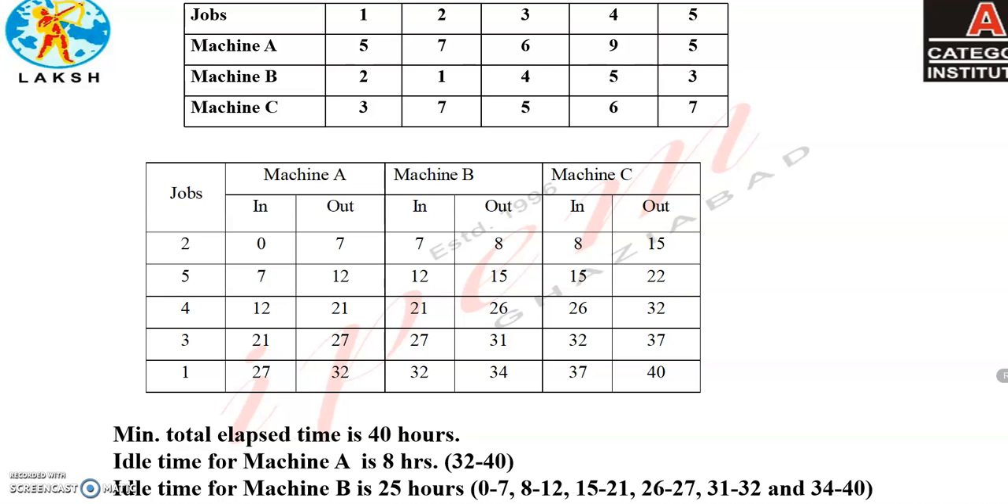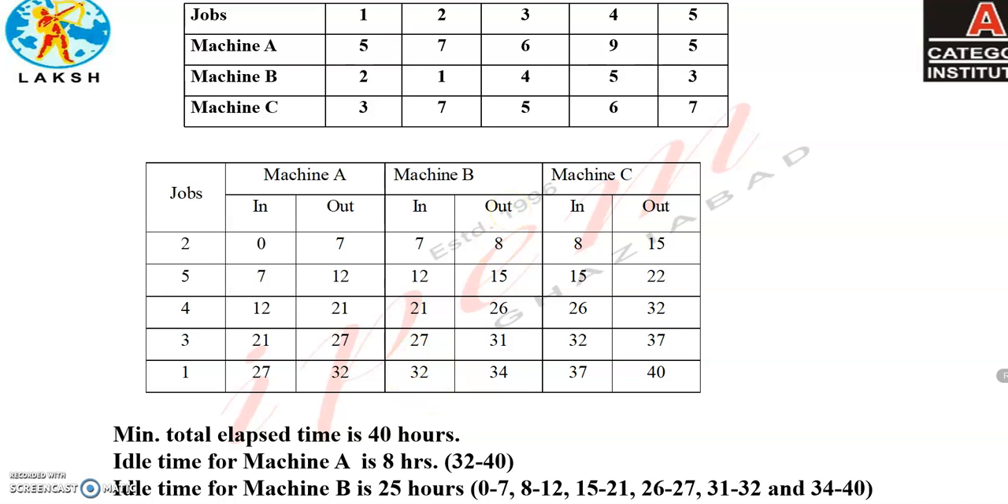12 hours has already been done. In 5 the time given is 3 hours. So 12 plus 3 is equal to 15. But the maximum is 21, so we will write 21. In 4 the time is 5 hours. 21 plus 5 is 26. But the maximum is 27, so we will write 27 here. In job 3 the time given here is 4. 27 plus 4 is 31. The maximum is 32, so we will write 32 only.